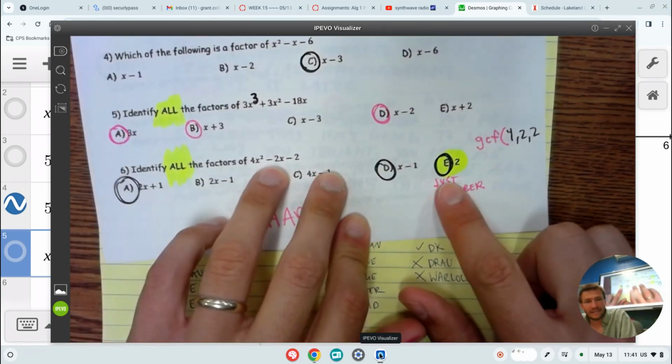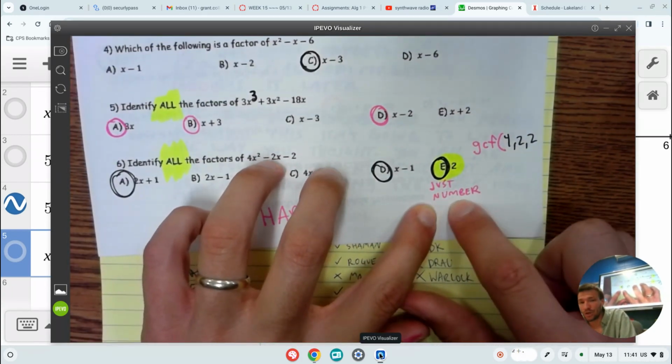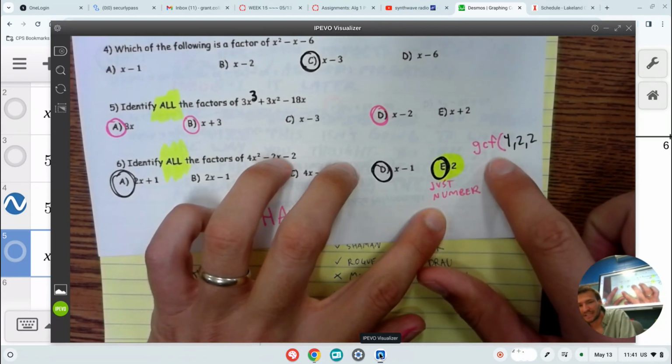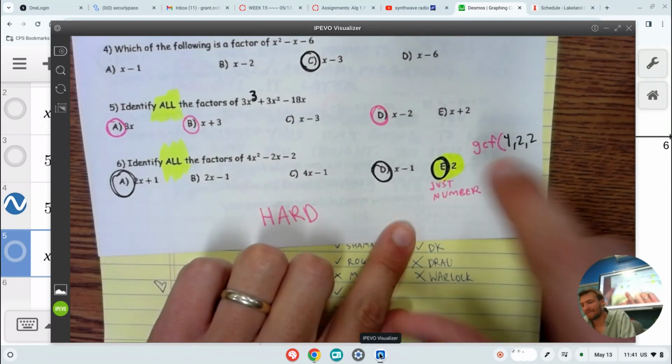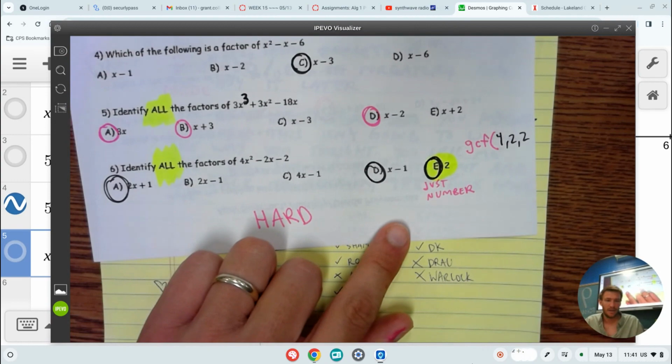The only other thing we did was on just a number. You want to check the GCF, the greatest common factor. That will show up on the classwork. We're done with the notes.